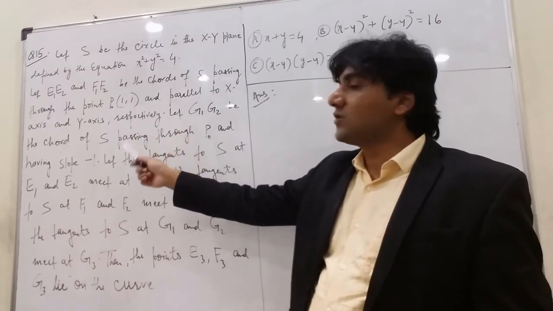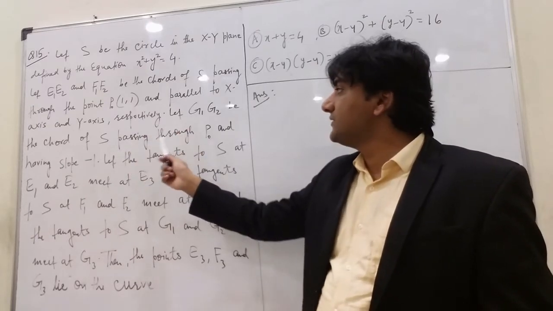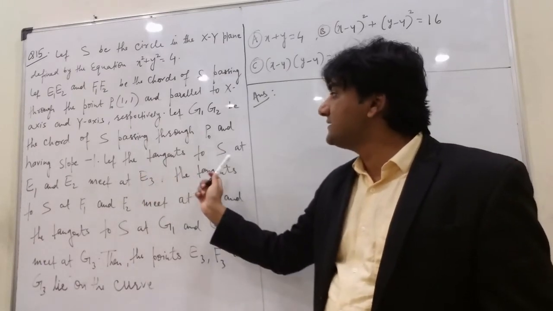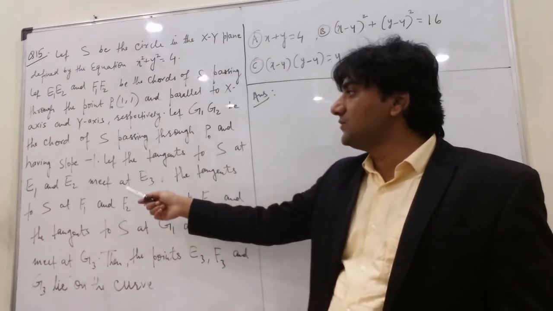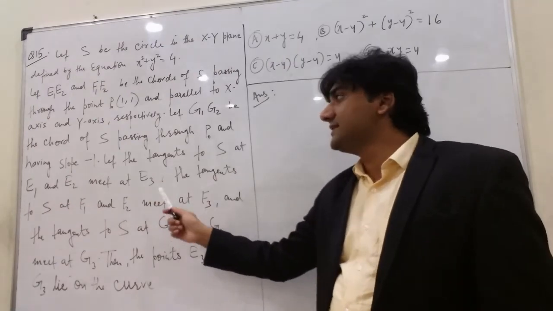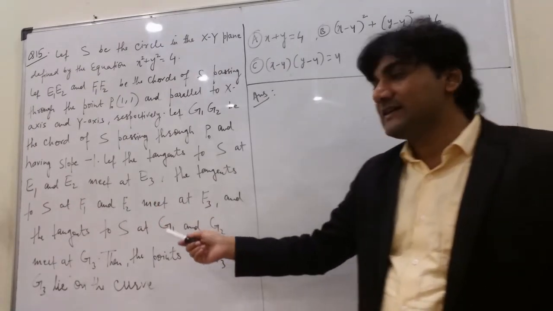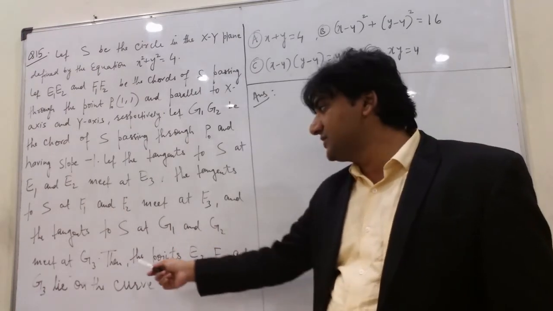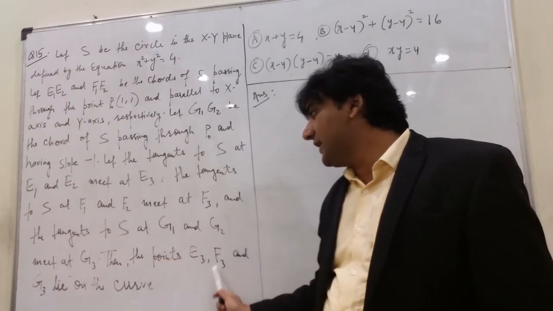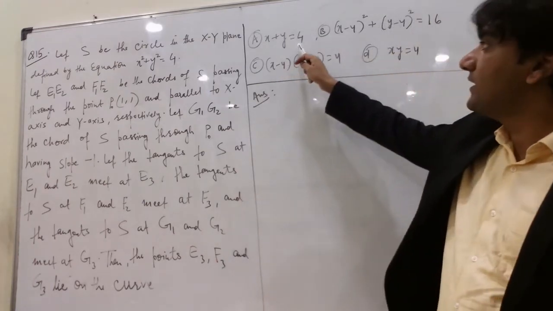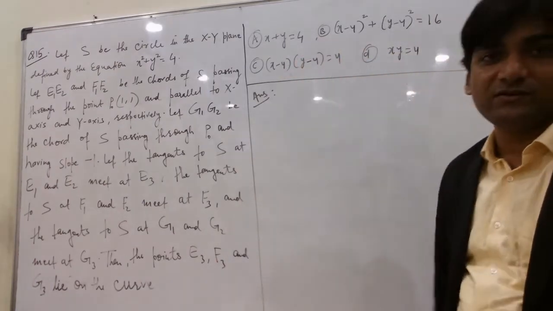Let G1, G2 be the chords of S passing through the point P naught and having slope -1. Let the tangents to S at E1 and E2 meet at E3. The tangents to S at F1 and F2 meet at F3, and the tangents to S at G1 and G2 meet at G3. Then the points E3, F3 and G3 lie on the curve. We have 4 options over here, x plus y equals 4 and like that.